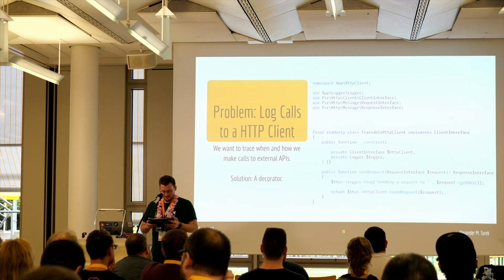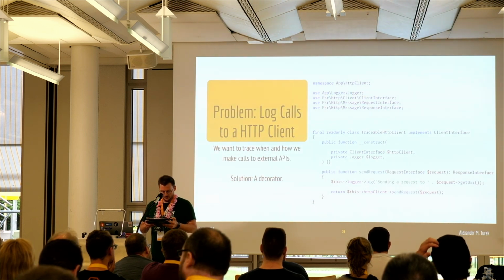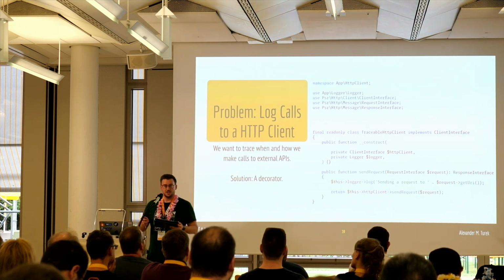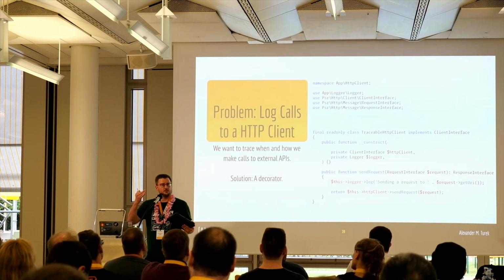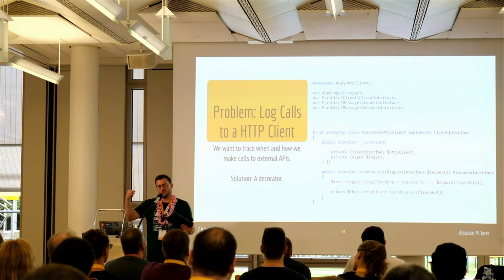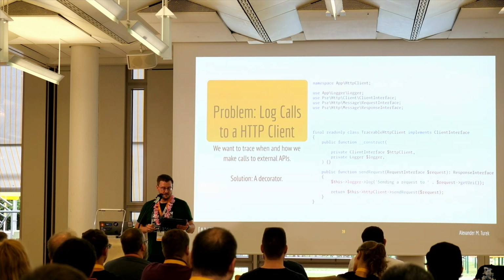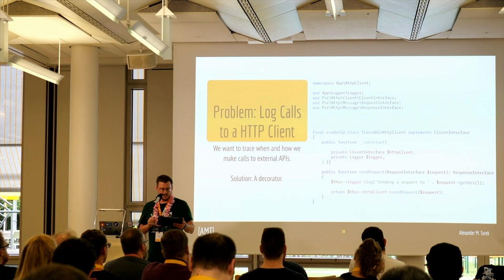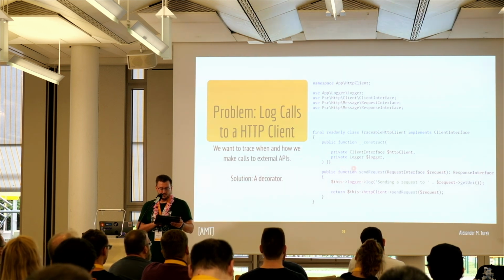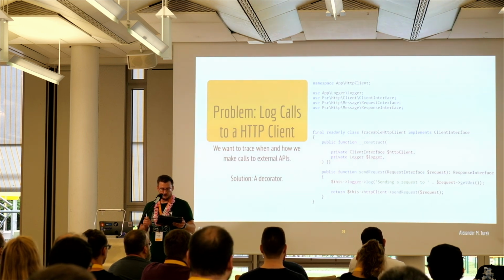Yeah, I saw that my time is running out. Well, this is, I think, the last example that I have. So I mentioned that I have the problem that I want to intercept calls to an HTTP client. I want to log everything that goes through this HTTP client. So I have a service here, a traceable HTTP client. I inject the real HTTP client in there. I have my own self-invented logger again, and I want to log a request there.